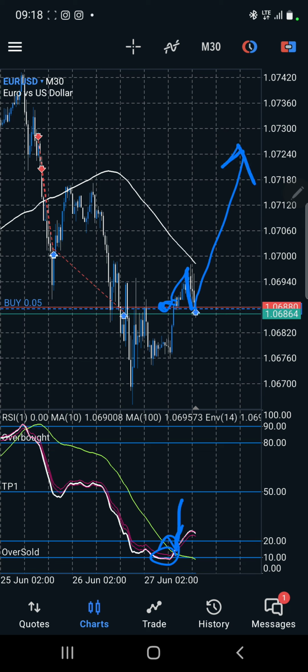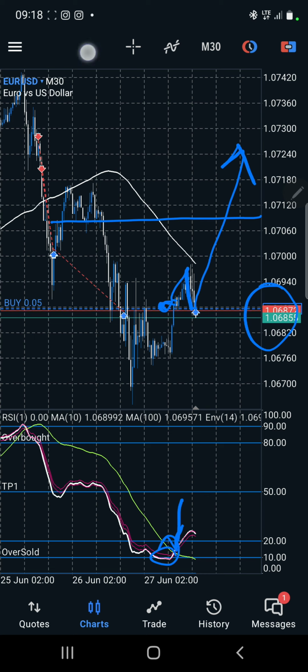So if that's something you want to do, then make sure you are entering at this point, and your first take profit should be somewhere around here, and then aiming for your second take profit also around here. This is for EURUSD, so ensure you are looking at this trade critically.